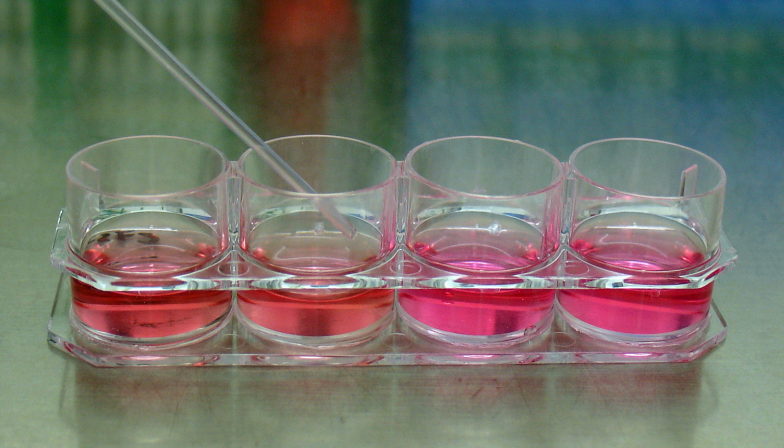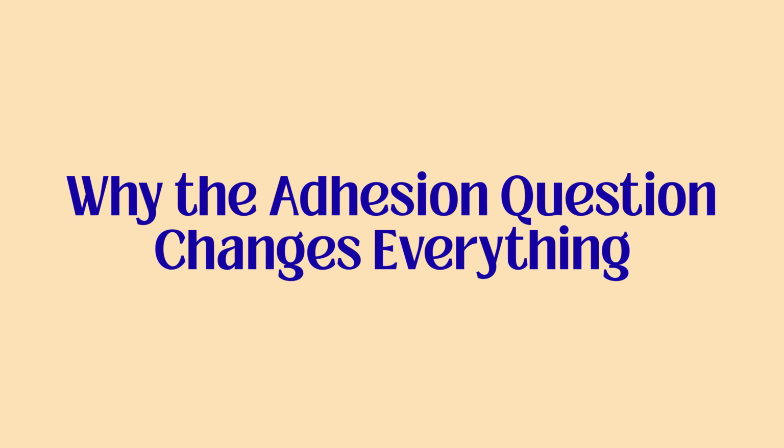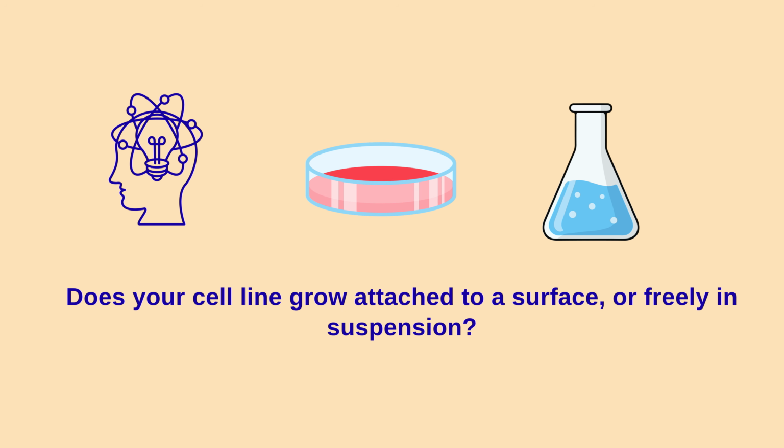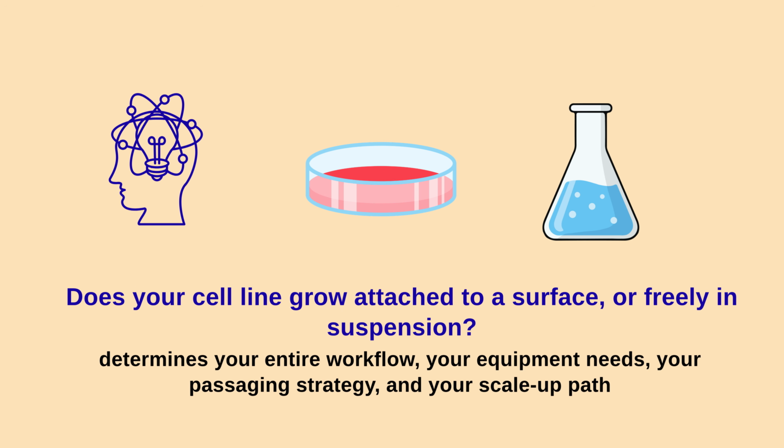Today, the fork in cell culture strategy. Why the adhesion question changes everything. Before you design a single experiment, before you order media, before you decide on a flask size, you need to answer one question. Does your cell line grow attached to a surface, or freely in suspension? The answer determines your entire workflow, your equipment needs, your passaging strategy, and your scale-up path.